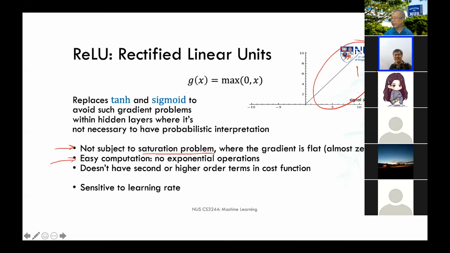It doesn't have any complicated function. It's just a simple max operator, and it doesn't have any second or higher terms in terms of the cost functions. Very importantly, it is a nonlinear function, because now I have a 0 part and a full x part. If I just did something like that, well, that's a linear function, and then I wouldn't get any difference than if I stack a network together.